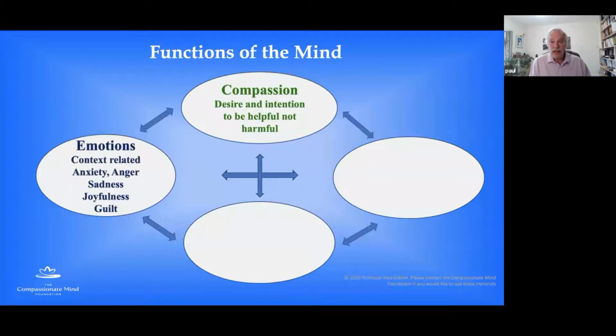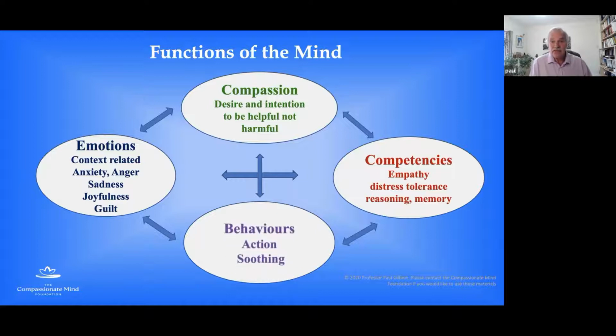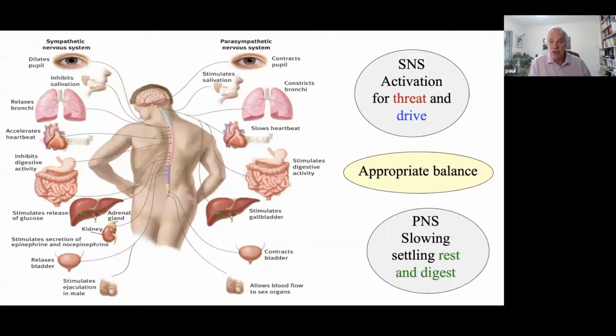And we saw that that can be associated with a lot of different emotions. We've also thought about some of the competencies, like empathy and so forth, that can be very helpful to us in being compassionate, and different types of behaviors. So this gives us a sort of structure for the mind that allows us then to focus in on emotions.